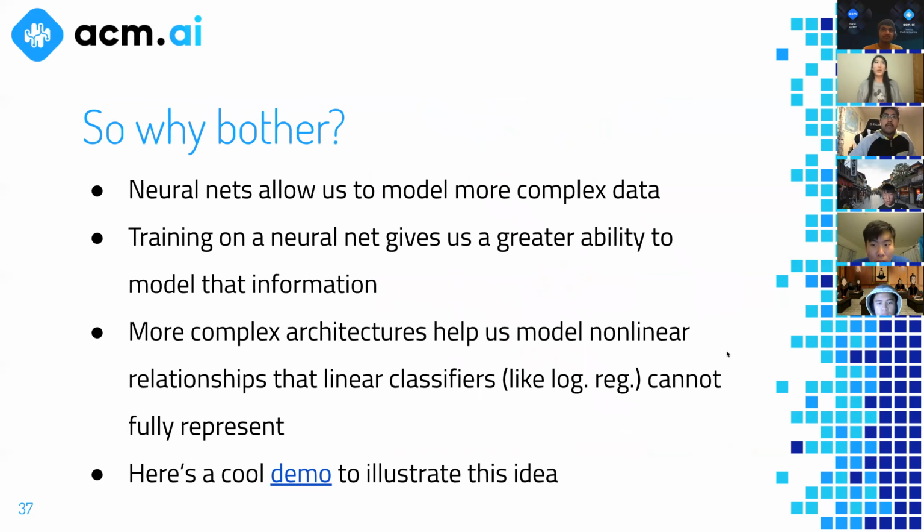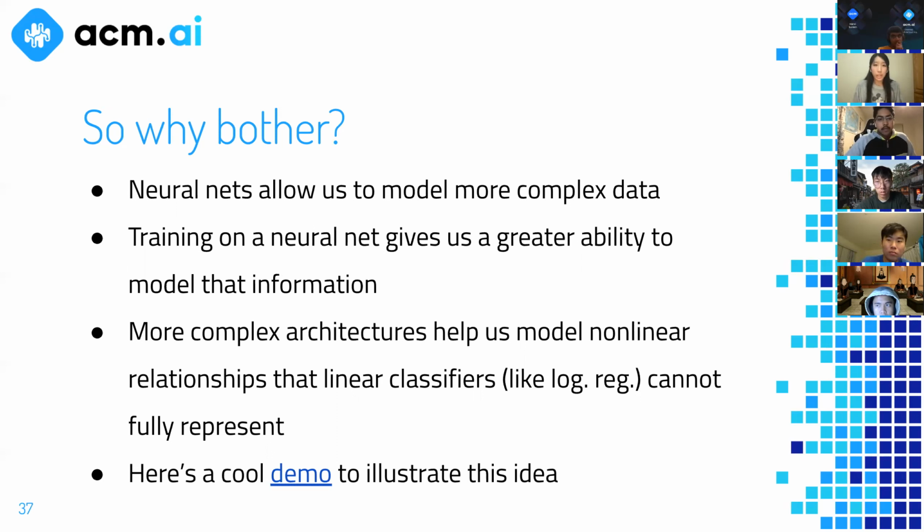Right, perfect. This leads us to the big question of why do we even bother? Why do we care about neural networks and making more complicated models instead of just using a simple logistic regression formula? Well, the great thing about neural networks is that they give us a lot more representational power.